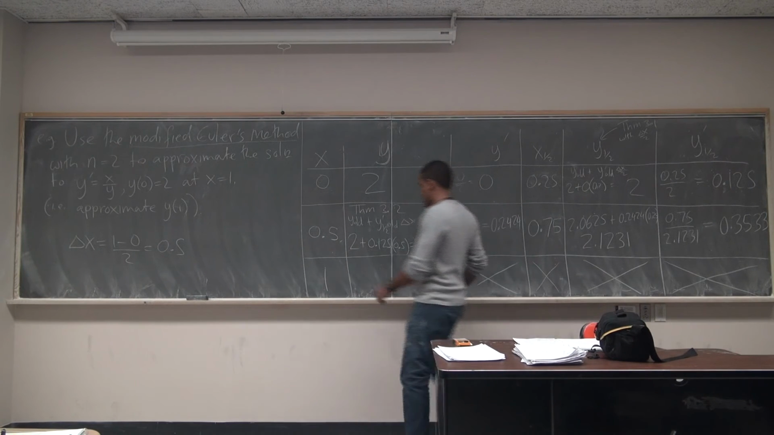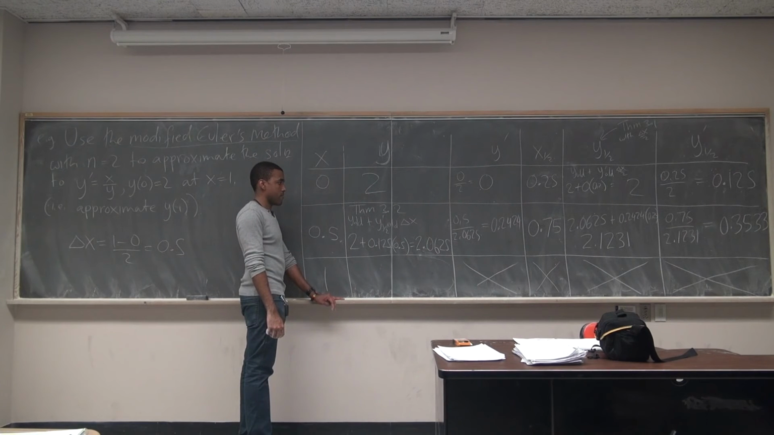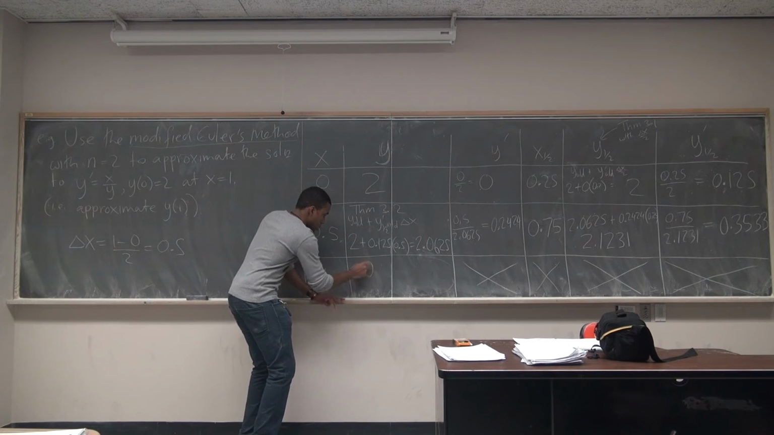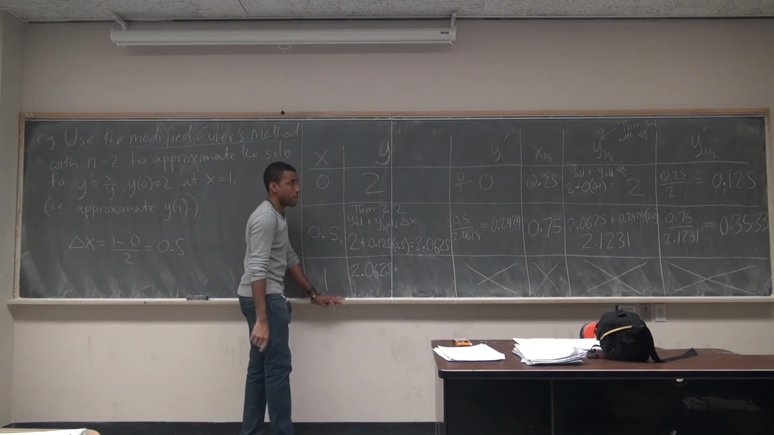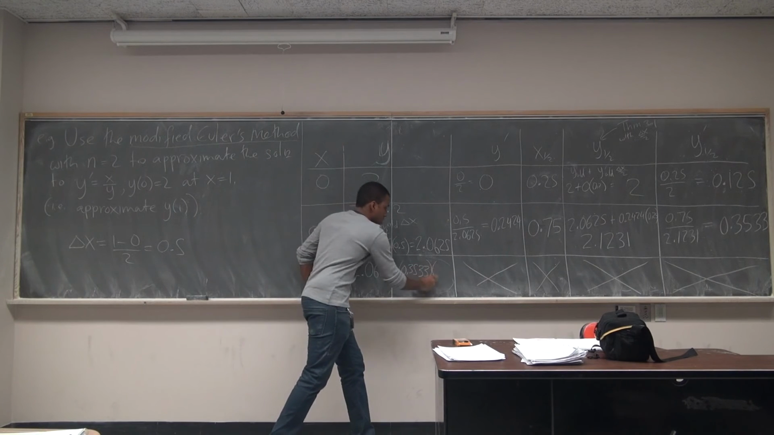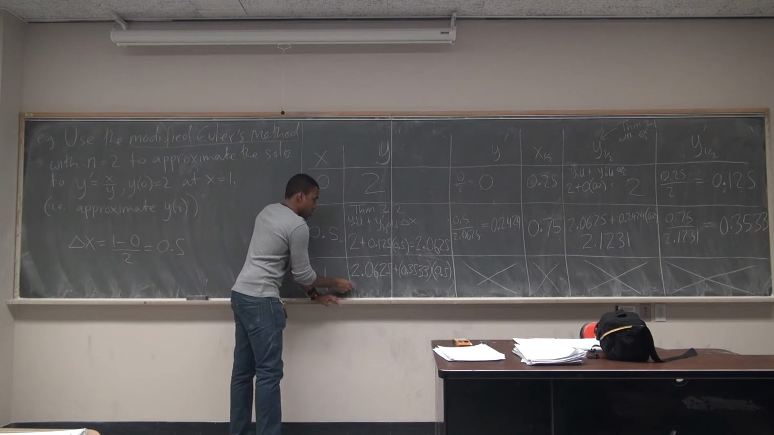Now we come back over here. What do I put here? 2.0625 plus 0.3533 times 0.5. And then what would that actually give me?